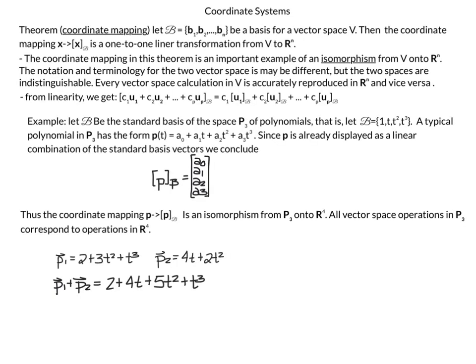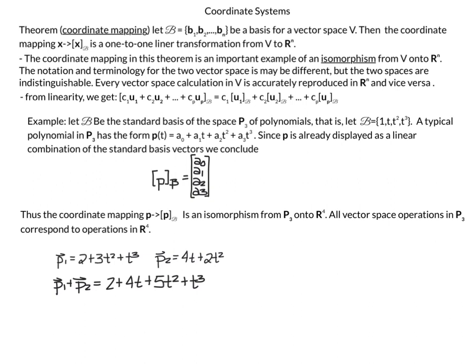Our next example: let B be the standard basis of the P3 space of polynomials. That is, let B equal 1, t, t squared, and t cubed. A typical polynomial in P3 has the form a0 times 1, plus a1 times t, plus a2 times t squared, plus a3 times t cubed. Since p is already displayed as a linear combination of the standard basis, we conclude that the coordinates of p with respect to this basis are a0, a1, a2, a3. Thus, the coordinate mapping p to [p]_B is an isomorphism from P3 to R4.